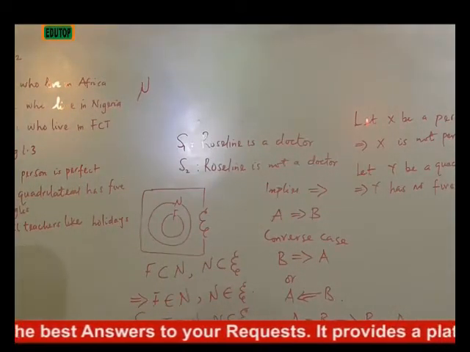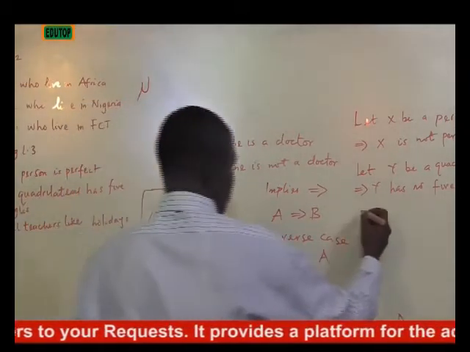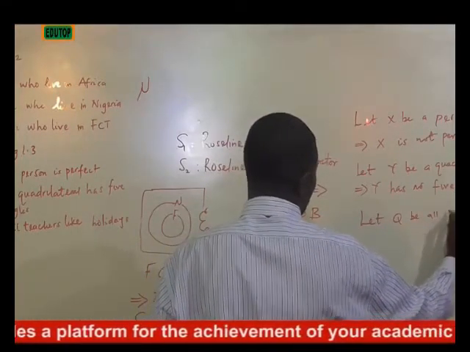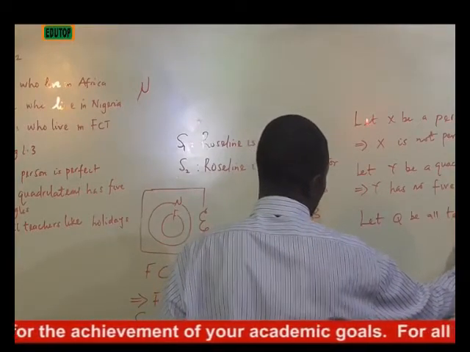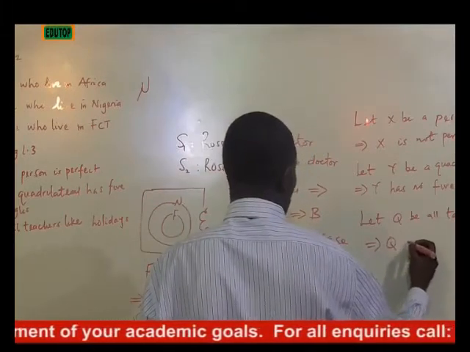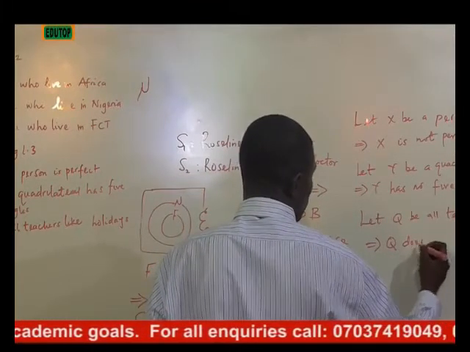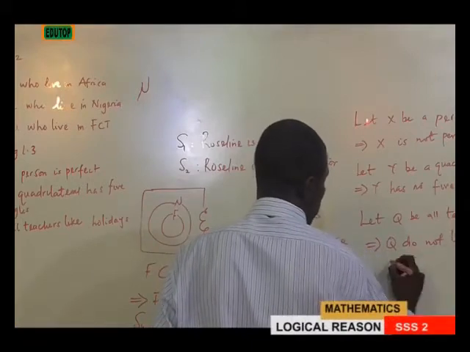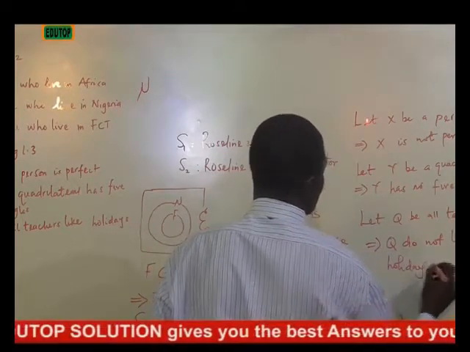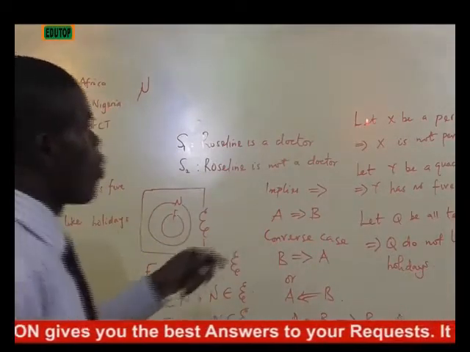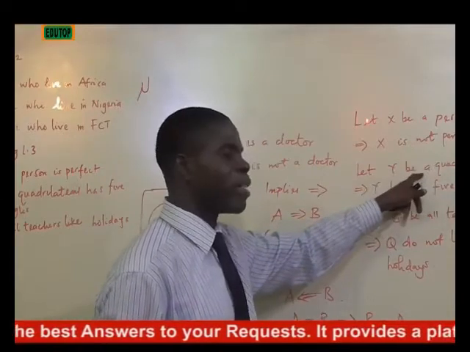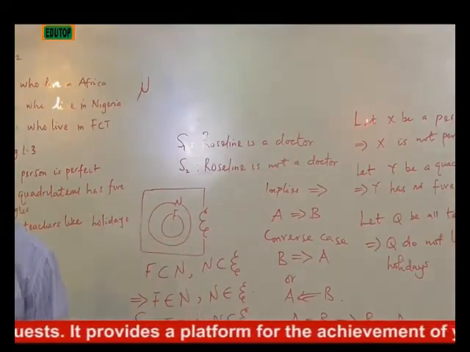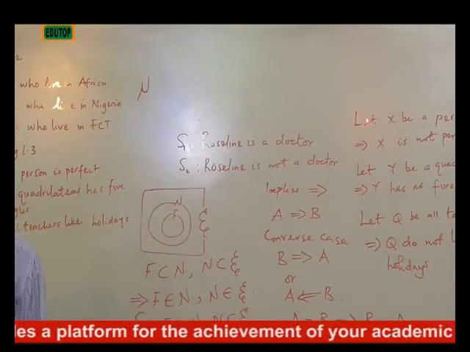Then the last case, you have all teachers like holidays. Let Q be all teachers. Then it implies that Q does not like holidays. So here it is obvious that we have a statement and we have a converse case. And that is the principle of logical reasoning.